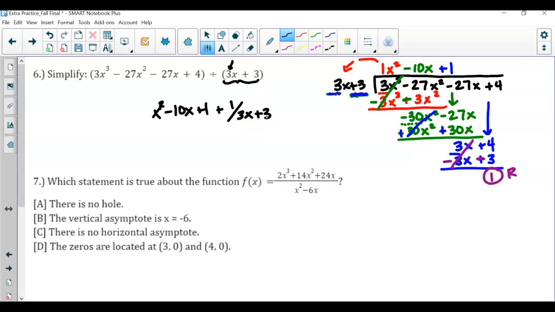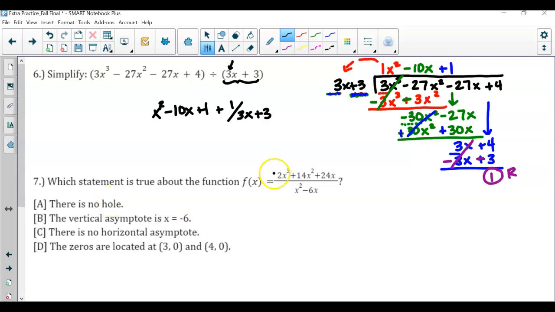Question number 7. Which statement is true about this rational function here? So we're now looking to see all these different parts. So I'm going to go through and start factoring. Now you could also graph this in Desmos, but remember Desmos doesn't show if there's a hole. So I'm going to go ahead and start factoring.